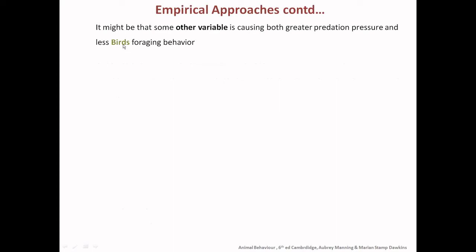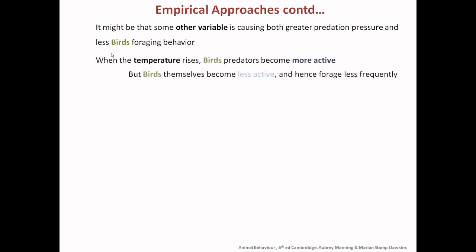To understand that, it might be that some other variable is causing both greater predation pressure and less bird foraging behavior. They are inversely related: the presence of predators and the birds' foraging behavior. But till now we haven't studied it in that context. We observe that when prey is found in the surroundings, the frequency of foraging is usually less. This can be due to other variables, like when there is a temperature rise, the predators become more active, but the birds themselves become less active. So the temperature is regulating the two activities.